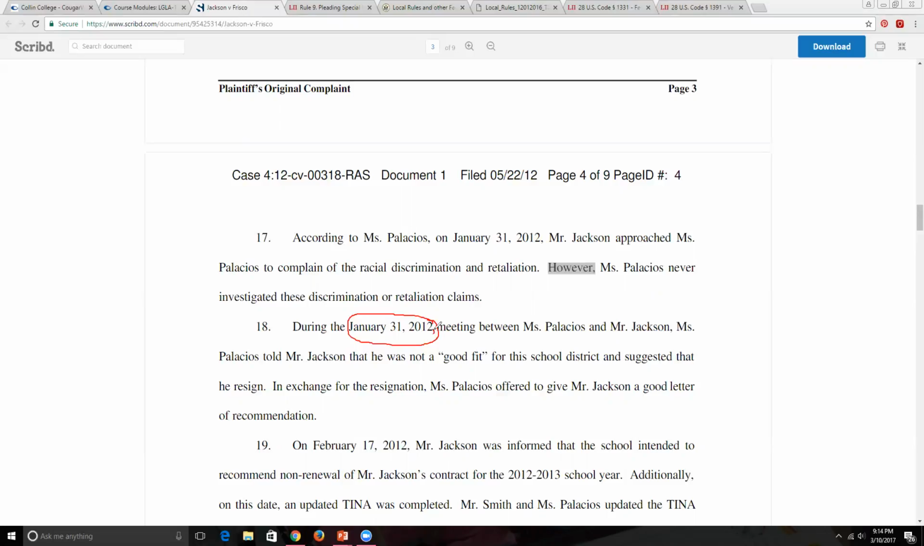And so it's probably better to say during the meeting on January 31st, 2012, between Ms. Palacios and Mr. Jackson. And again, this whole thing is going to have to be reworked. This is very long, with two prepositional clauses, not perhaps the best way of phrasing it. Ms. Palacios told Mr. Jackson that he was not a good fit for the school district and suggested that he resign. In exchange for the resignation, Ms. Palacios offered to give Mr. Jackson a good letter of recommendation.